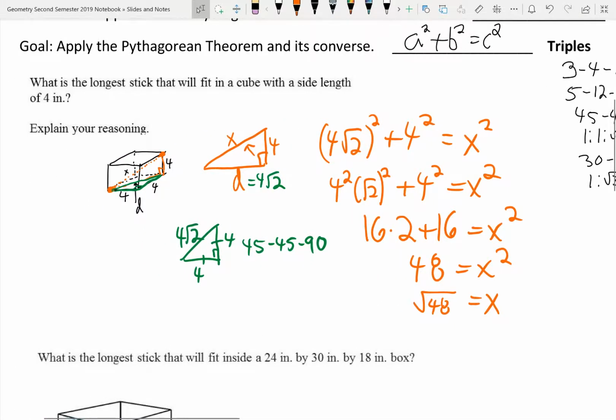Now, usually when you're doing these problems, like in lesson 2 or lesson 1, you'd leave your answer as root 48. But in this case, these numbers refer to a distance. And so you're not going to go to someone and say, well, the length of this is root 48. You would actually give them a number. So go ahead and put this in our calculator, and we'll get that x is approximately equal to 6.93 inches. And that would be our answer.